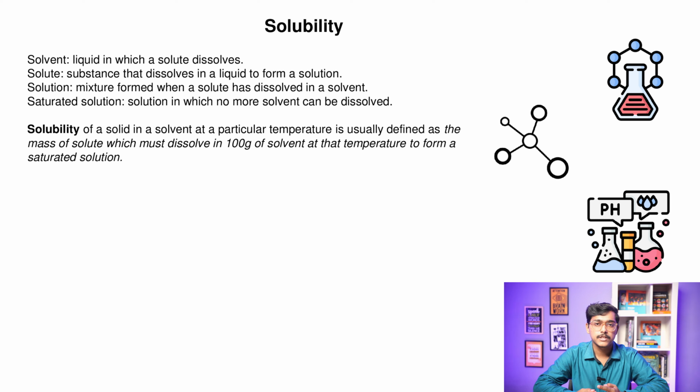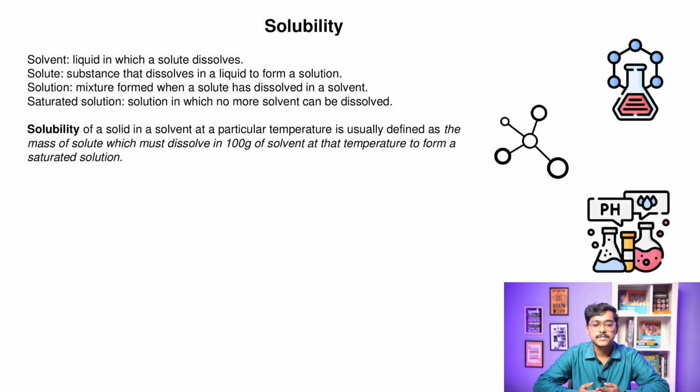A solvent is a liquid in which a solute dissolves. What is a solute? A solute is a substance that dissolves in a liquid to form a solution. A solution, on the other hand, is a mixture formed when a solute has dissolved in a solvent. A saturated solution is a solution in which no more solute can dissolve.